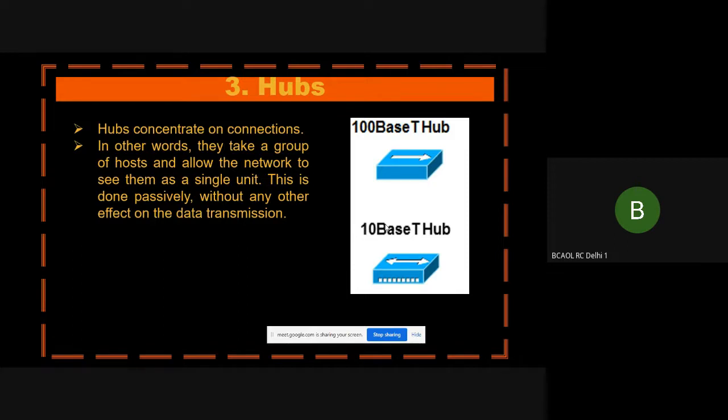This is done passively without any other effect on the data transmission. Active hubs concentrate hosts and also regenerate signals. So some active hubs connect the hosts and also regenerate the signal, like repeaters. They do both things. You have a number of connections here, and your LAN cable will be connected here. You will think that it is a single unit, but there are a number of PCs connected to it. So that is a hub.